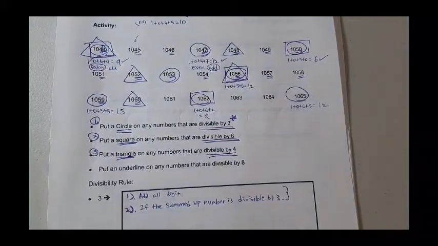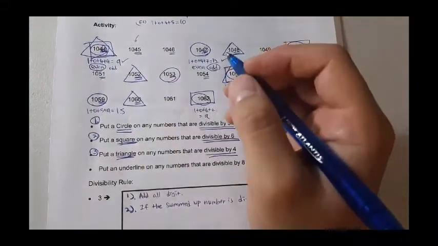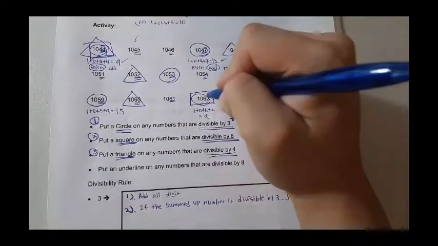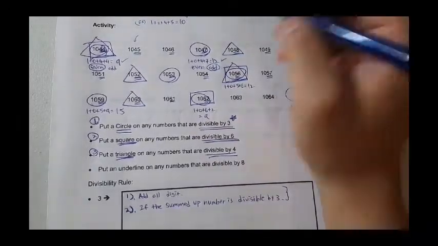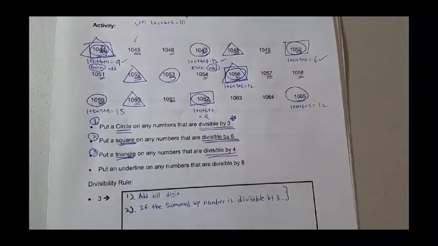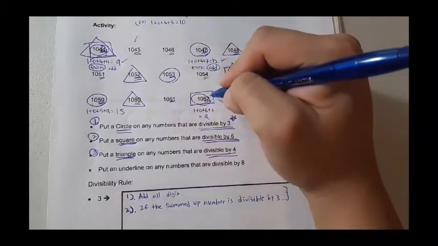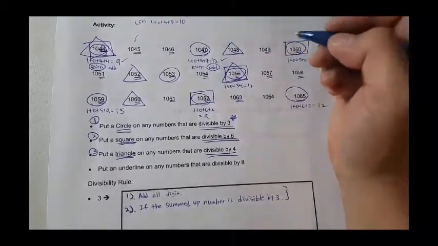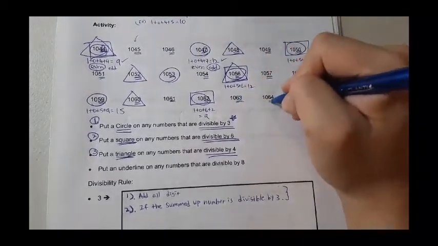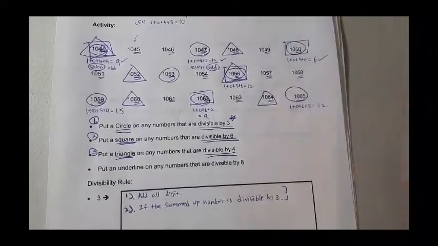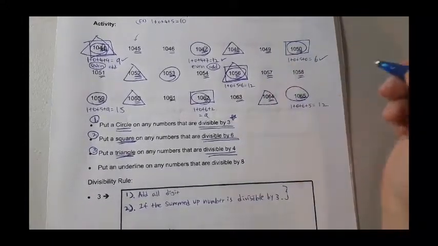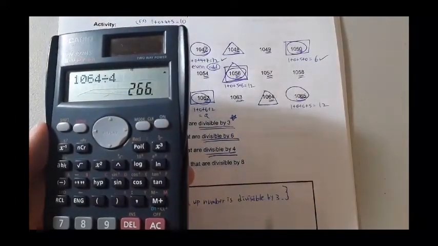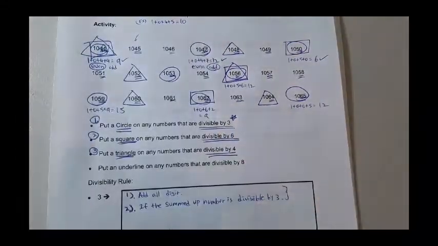60 is divisible by 4, by the way. 60 divided by 4 gives you 15. 62, is this the number? No. 62, 1 is 22, no. 63, 4, 23, no. 64, 24, this one works. 65, no. So just in order to prove the last one, 1064 divided by 4 gives you 266.